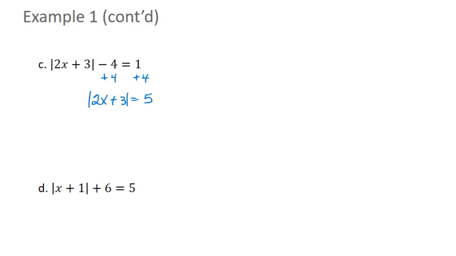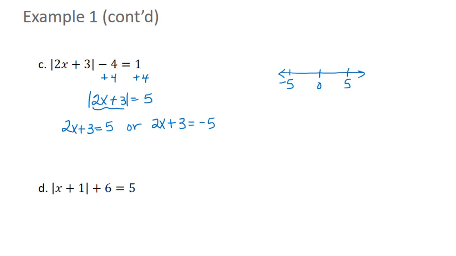Now I have to ask myself, what are the numbers whose distance from 0 is 5? And that is positive 5 or negative 5. And so I want to set this inside expression, 2x plus 3, equal to 5, or 2x plus 3 is equal to negative 5. And now I have two linear equations that I can solve.